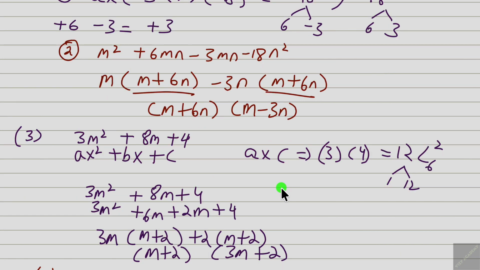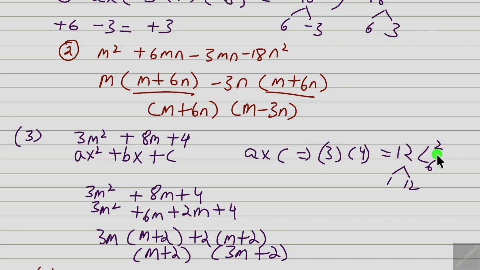The next type of question is where a has a value greater than or less than 1, not equal to 0. So it is 3m square plus 8m plus 4. This is also in the form of ax square plus bx plus c. So a times c will be 3 times 4, that is 12. So it will be 2 times 6 or 1 times 12.